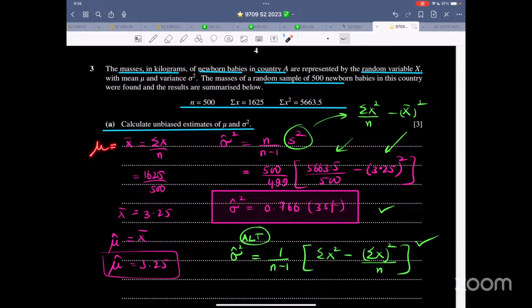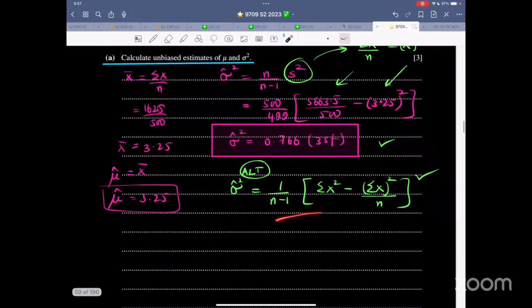So unbiased estimate of population mean is the same thing as sample mean. Unbiased estimate of population variance is n over n minus 1 times sample variance. Use this formula. I prefer to use this formula because it always makes me realize that n over n minus 1 will be greater than 1. So therefore, this thing will always be greater than s square. Alternatively, this formula is there.